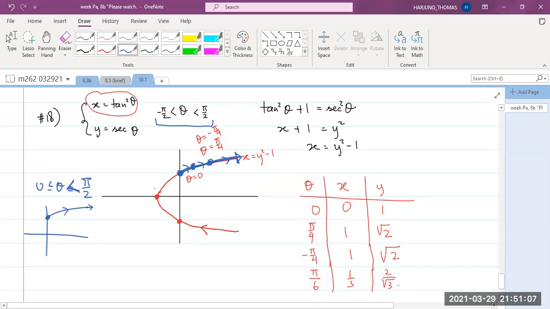Is this the case because the negative, opposite values of theta have the same values of x and y? That's right. So when theta is from negative pi over 2 to 0, it actually goes in this direction. So along the same path, it just goes back and forth.